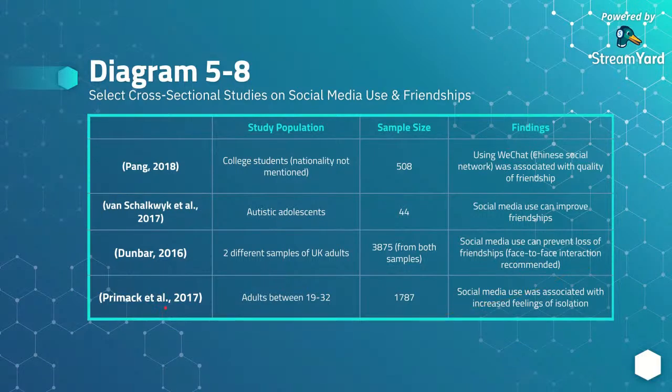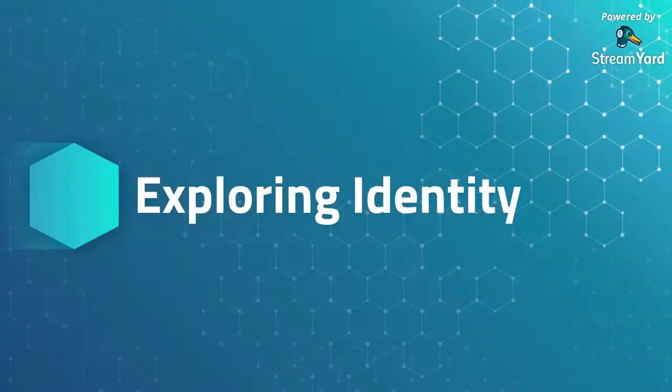The final study we'll discuss is one that we've already discussed earlier, Primack et al. And this study analyzed adults between 19 and 32, if you don't remember. 1,787 people were analyzed in this study. It was found that social media use was associated with increased feelings of isolation. But again, keep in mind that because this is cross-sectional, we don't know whether social media use actually causes people to feel isolated, or whether they're just associated. But what I can tell you is that cross-sectional study results may be because social media users may just feel isolated in general, or vice versa. So based on this table, you can probably conclude that social media use may improve friendships in some populations, but not in all. What about identity exploration?